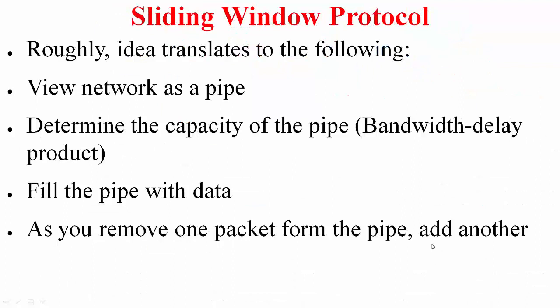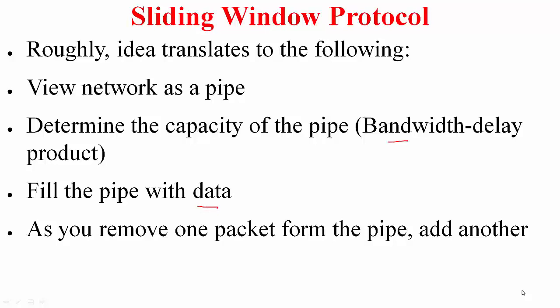Since we are making use of the sliding window protocol to send data, let's spend a little bit of time understanding what this protocol does. So this is a quick summary. In sliding window protocol, we use the network as a pipe and you determine the capacity of this pipe, which is basically the bandwidth delay product, and then you're going to fill up this pipe with this data. This is what we call steady state or equilibrium.